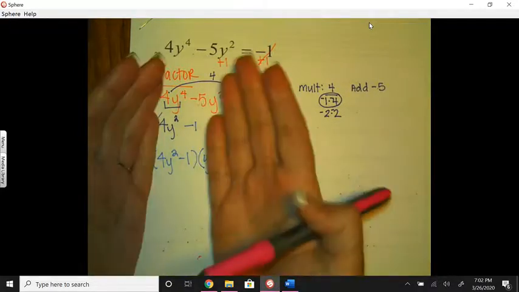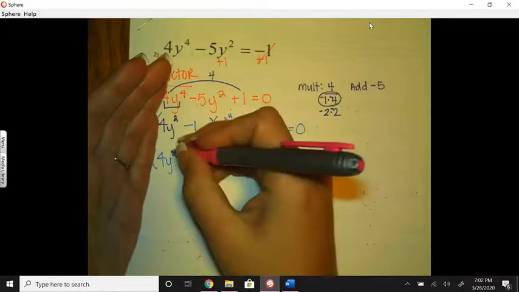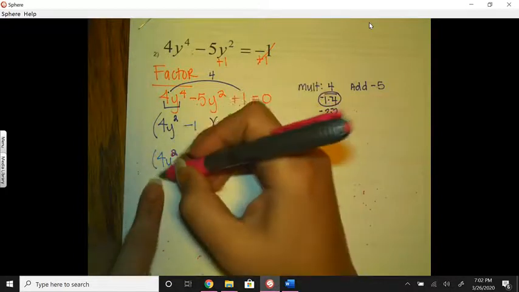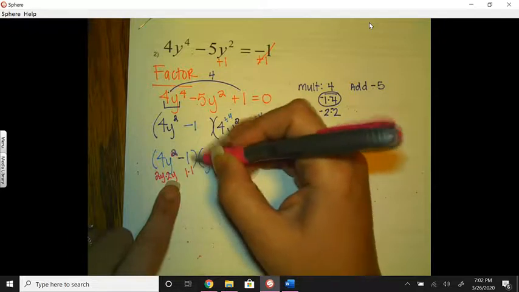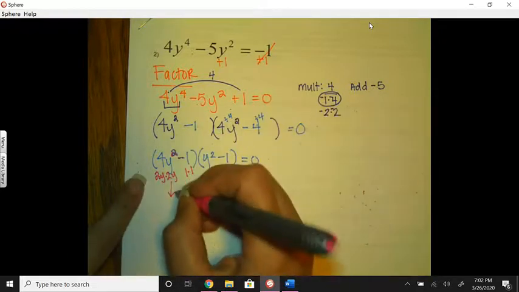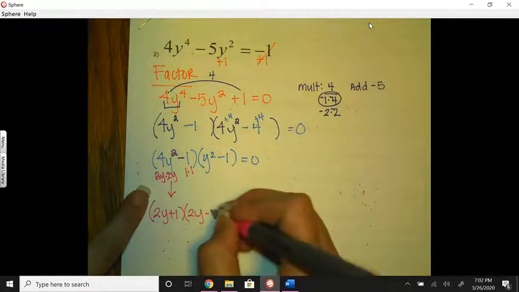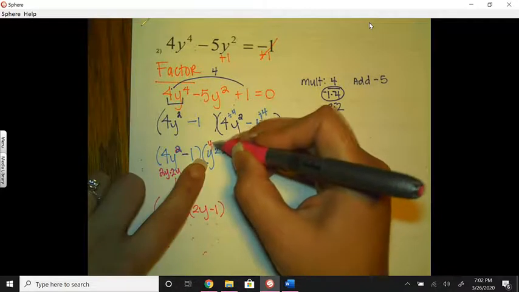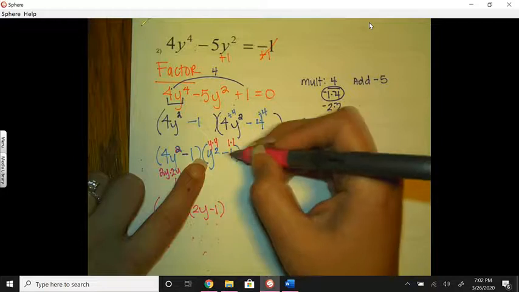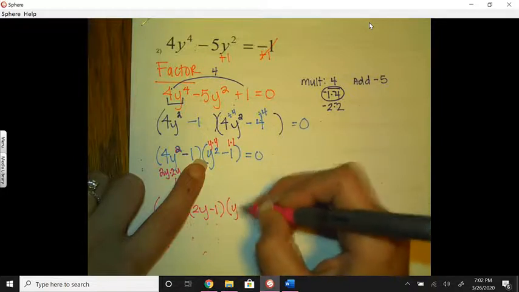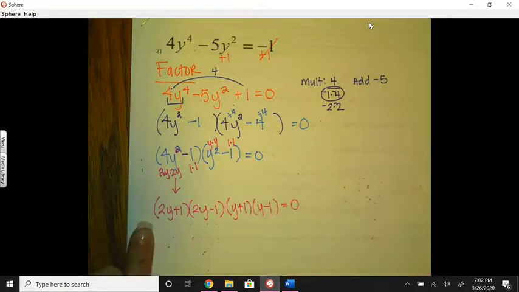So before I set these equal to 0, let's see if this could be factored further. There's a square and there's a minus. Since 2y times 2y would get me 4y squared and 1 times 1 would get me this, I could factor this further as 2y plus 1 and 2y minus 1. And same thing here, y times y is y squared and 1 times 1 is 1. So this is a difference of 2 squares, so we'd have y plus 1 and y minus 1. And now everything is completely factored.